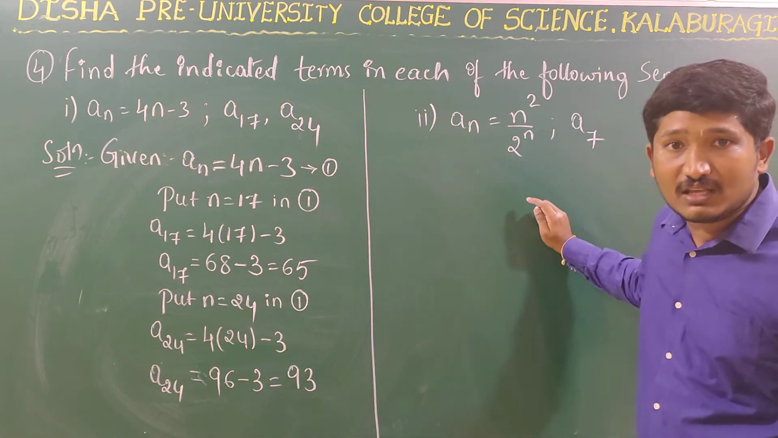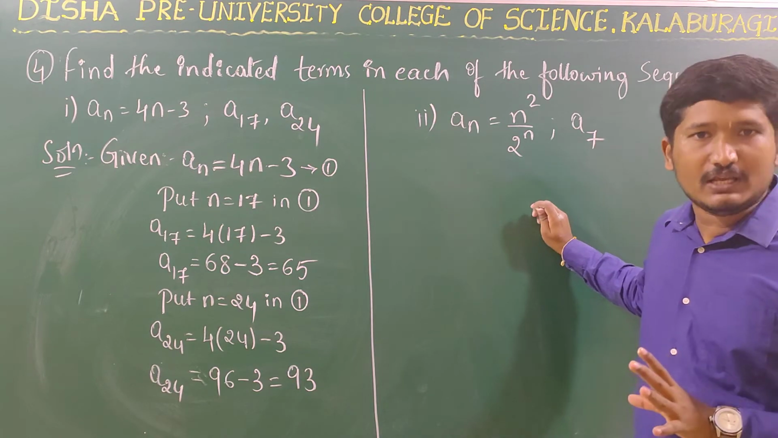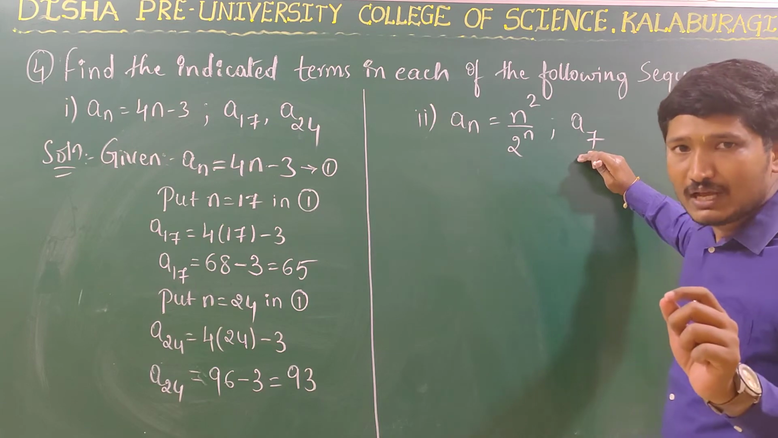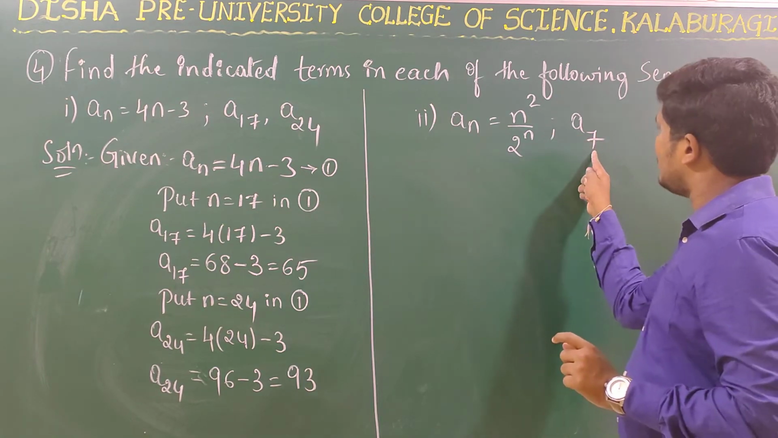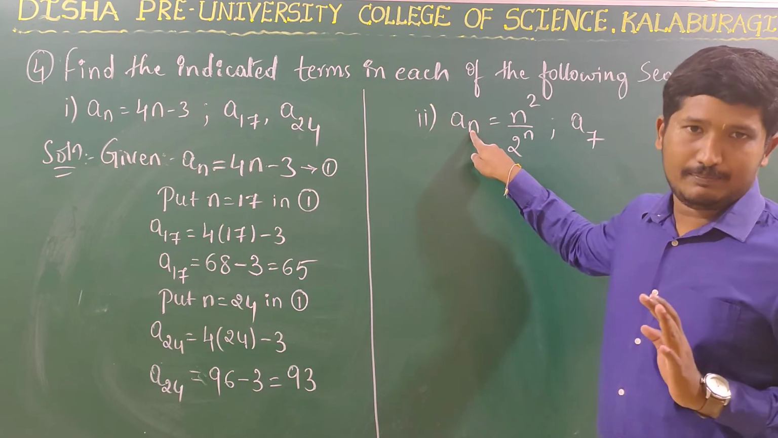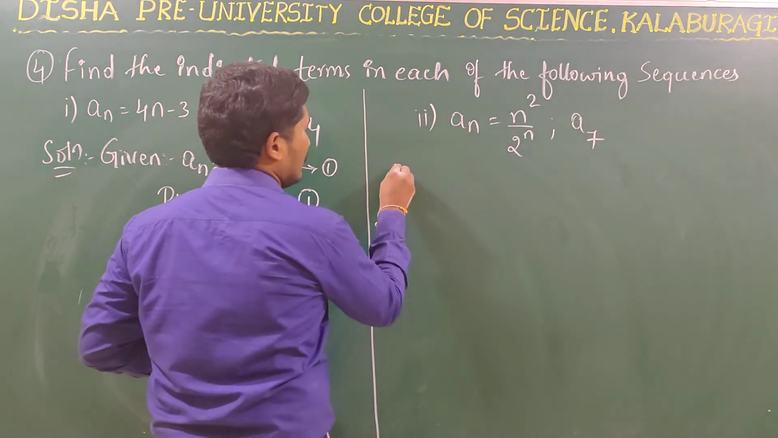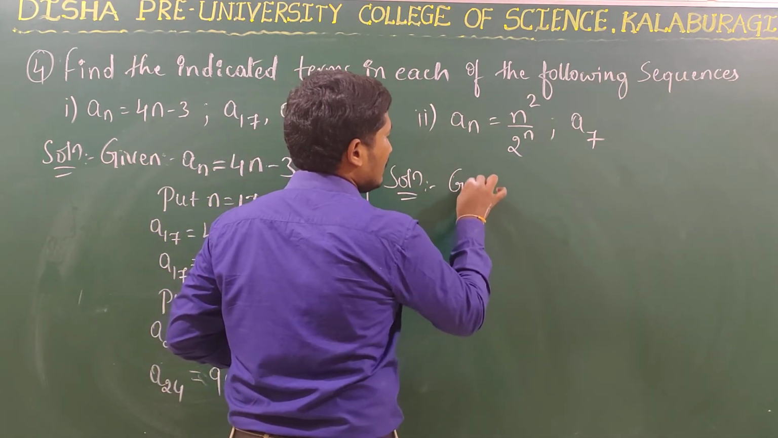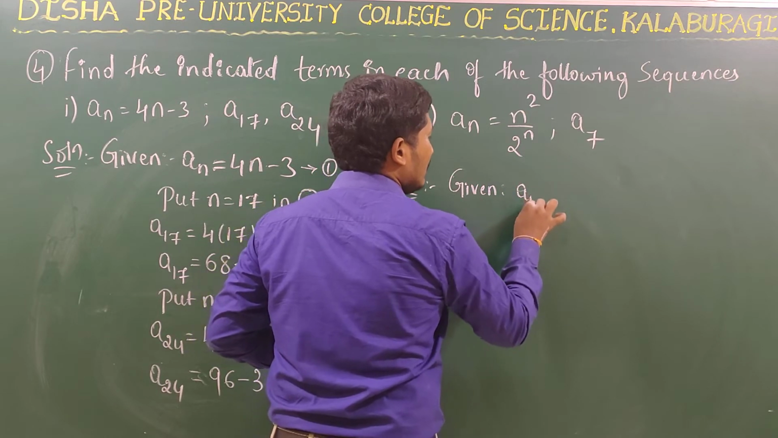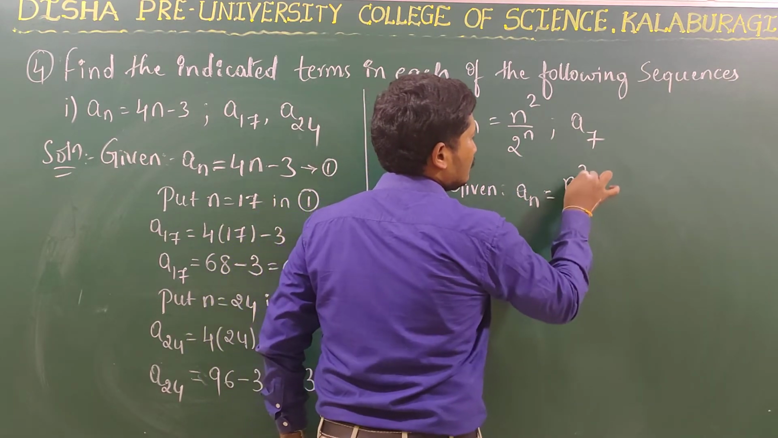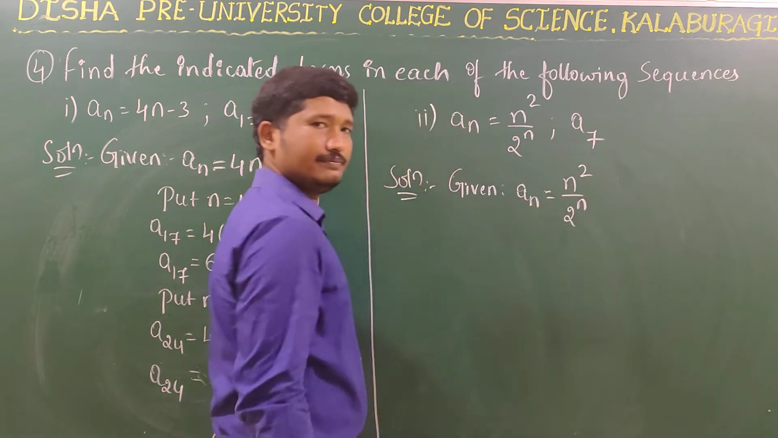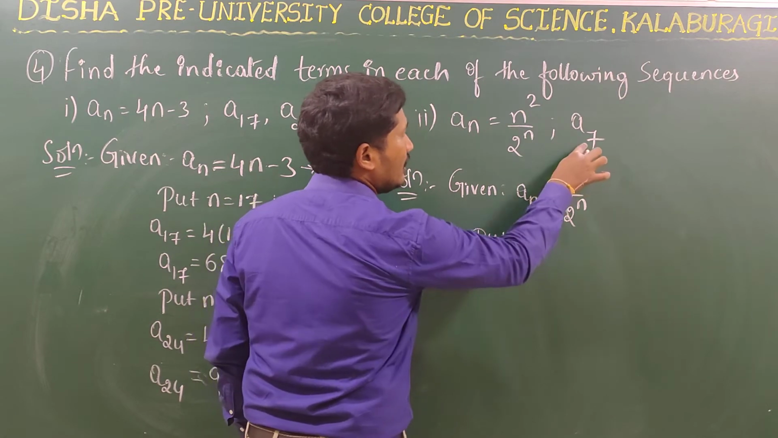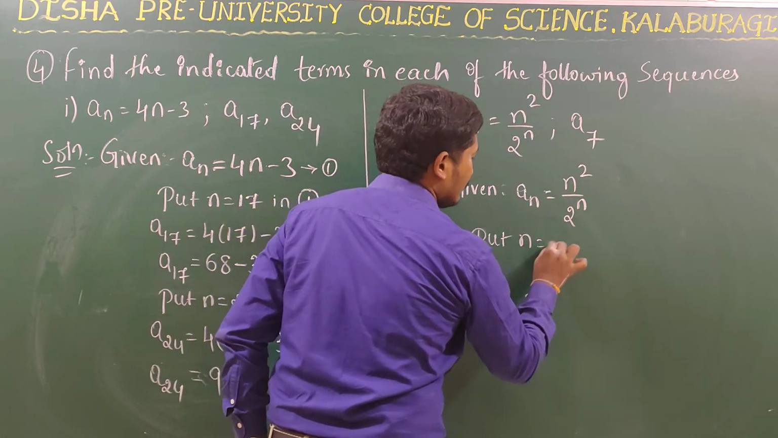We have to find out A7. A7 is nothing but what? The 7th term of the sequence. So to find the seventh term of the sequence, what we have to do? We have to substitute 7 in the place of n. So now let us solve that. Solution. First write the given sequence, that is an is equal to n square divided by 2 power n. And next we have to find out the seventh term. So put n is equal to 7.